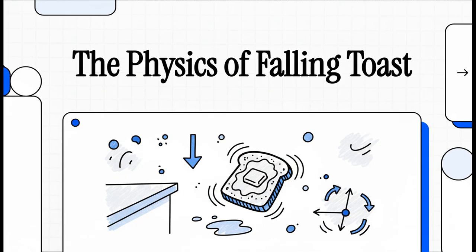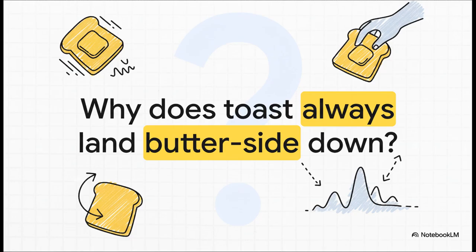All right, let's talk about one of those small, infuriating, but actually super interesting mysteries of everyday life. We are diving deep into the physics of falling toast. You know the moment, that slow motion disaster as your breakfast makes a break for the floor. It seems to have a mind of its own, doesn't it? And it always chooses to land on the worst possible side.